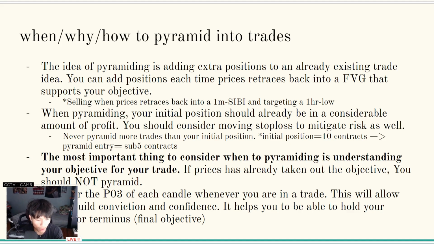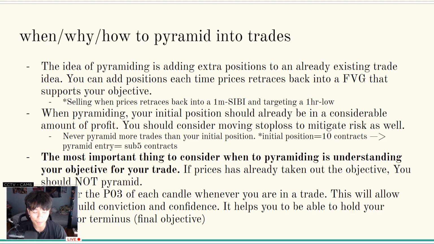So you don't want to add 10 extra contracts when your initial position size is 5. I would suggest maybe 3 contracts on top of 5, maybe 2, but you never want to add more than your initial position size. And I'll show you guys all of this in the live charts and examples.